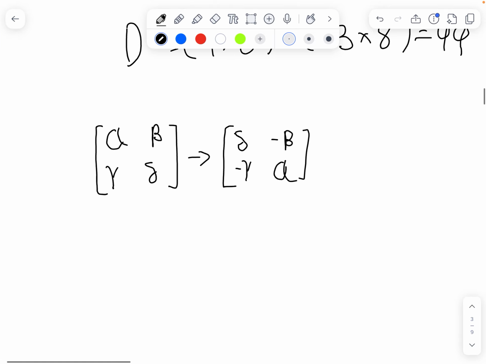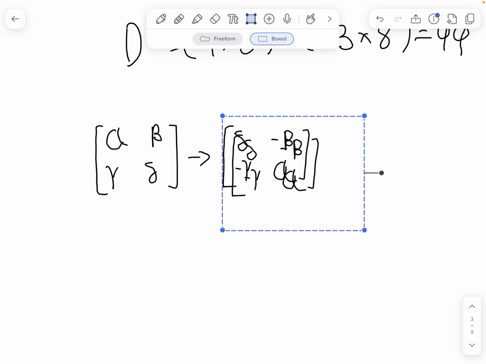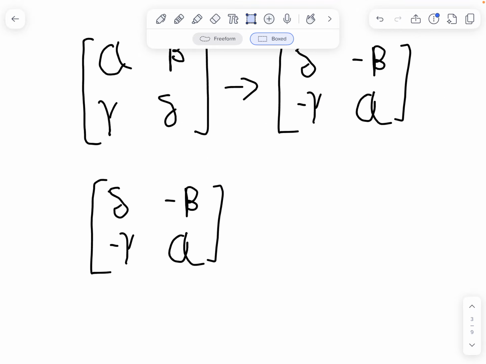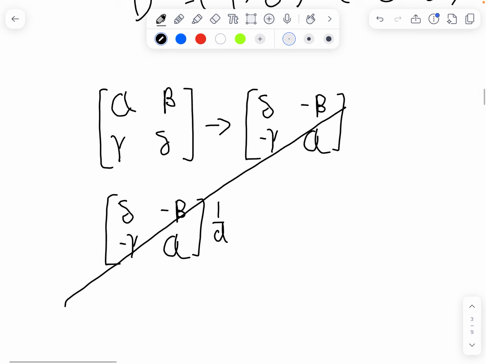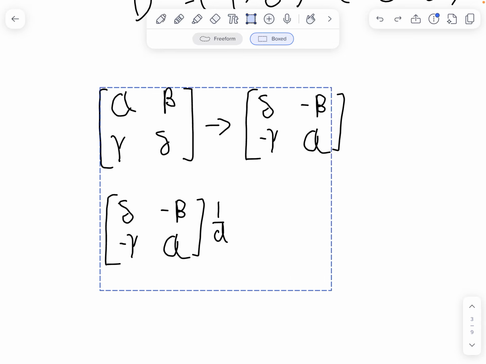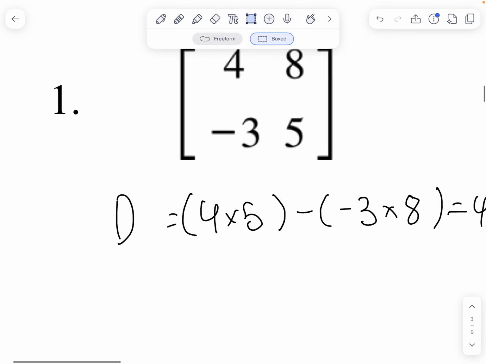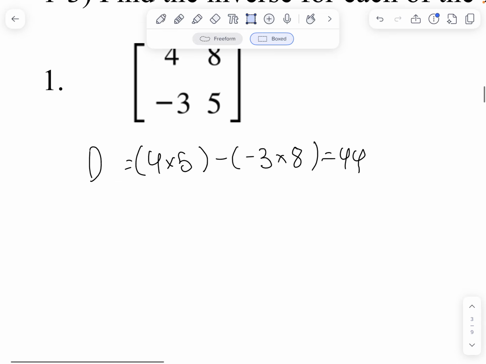Right? And then to find the inverse, we'd multiply this by 1 over the determinant. So that's how you find the inverse of the 2 by 2 matrix. So now let's apply that concept into our question. So we already have the determinant.